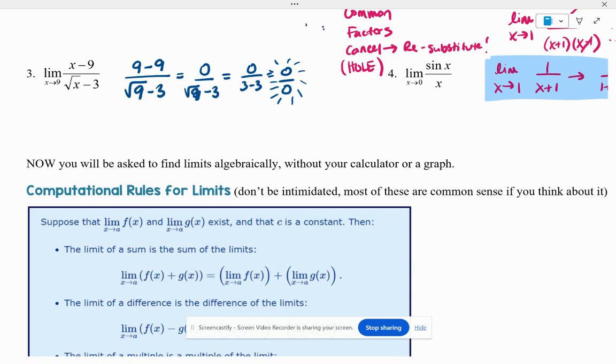No. So you got an indeterminate form. What is the math telling you? The math is telling you there's a hole. You need to fix it somehow, right?